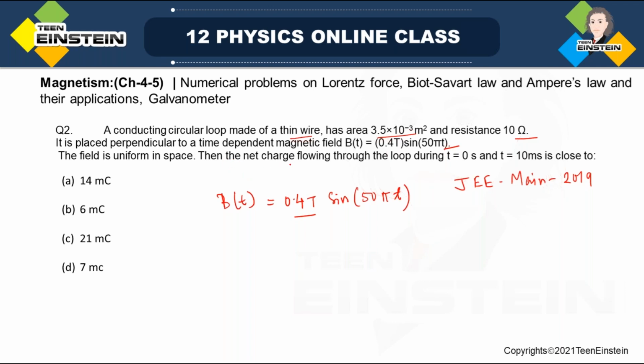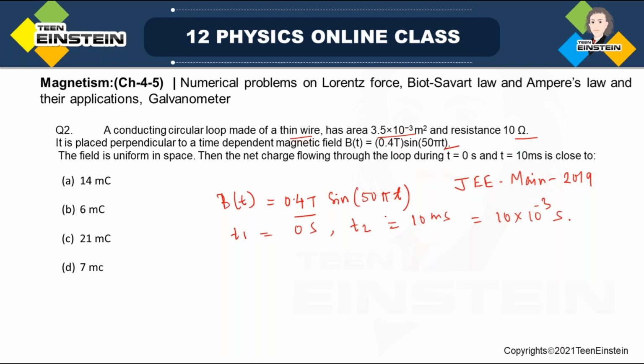The net charge flowing through the loop during t equal to 0 second and t equal to 10 millisecond. That means you have to find out the charge flowing through the coil during this time interval. So what is the time interval? T1 is 0 second and T2 is 10 millisecond. Millisecond means 10 into 10 to the power minus 3 second.